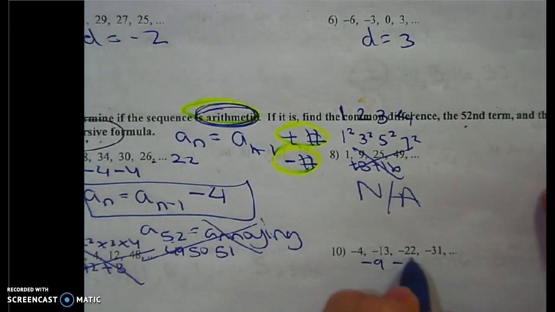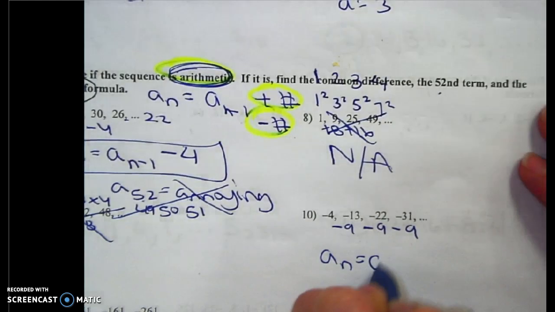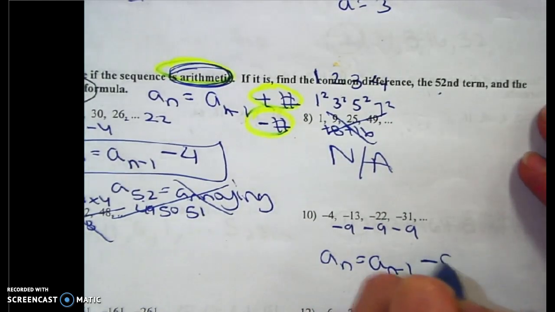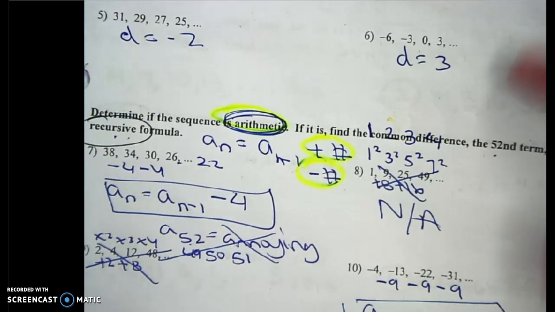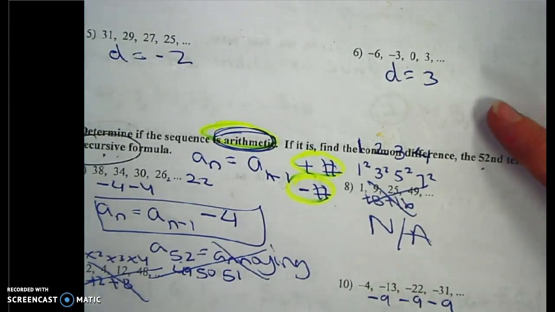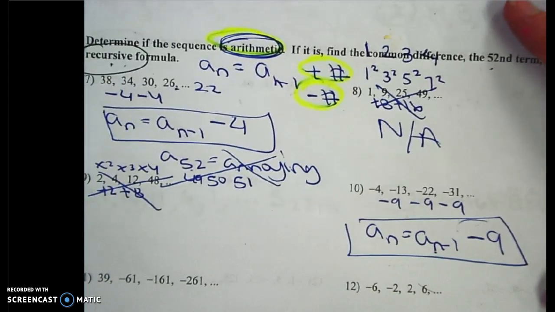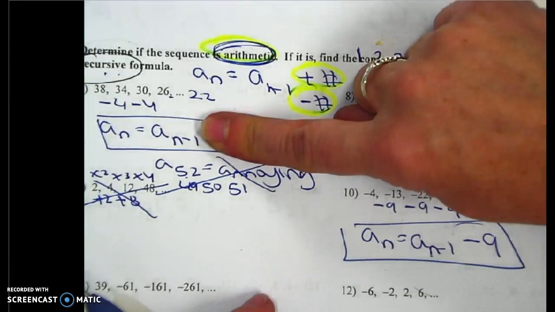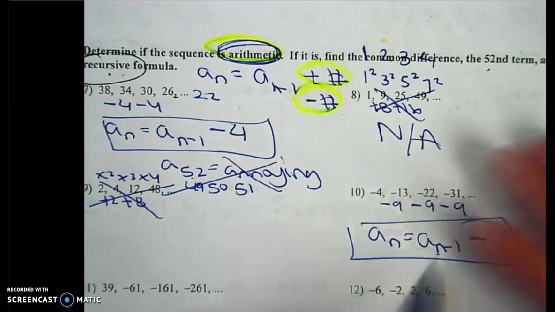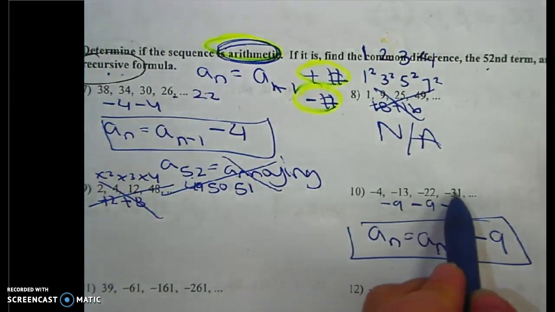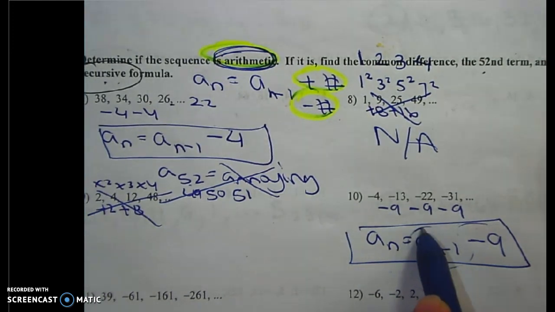This one is minus 9, minus 9, minus 9. Yay, it's arithmetic. Recursive means a sub n minus 1 minus 9. Now here's what I need to make clear. This n minus 1 is small. This is normal size. Okay? So this is a sub n minus 1, and then a big minus 4. This is a sub n minus 1, then a big minus 9. That means, hey, you want the next term? Take the previous guy and subtract 9.